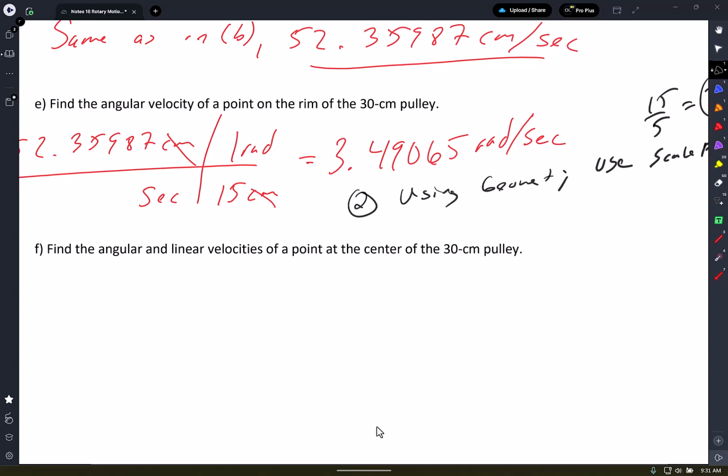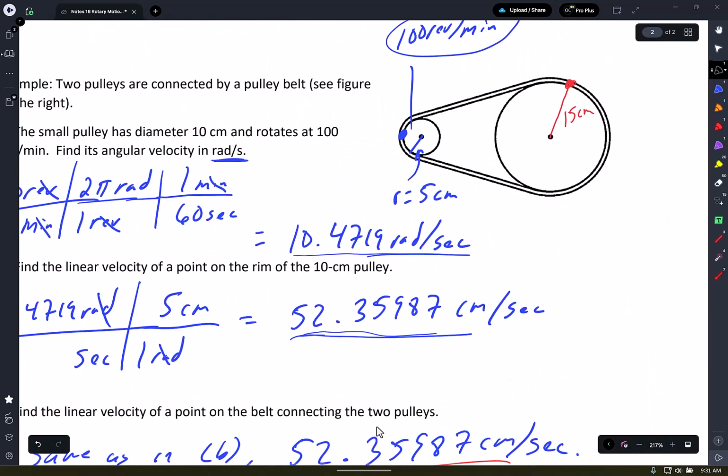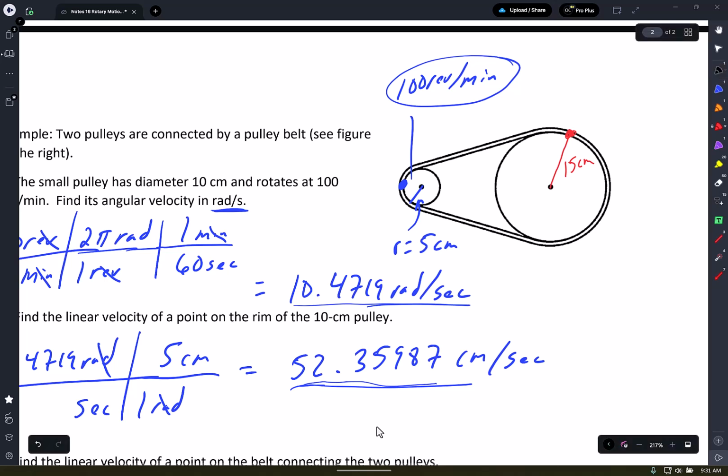You're the best. So the angular velocity, guys, is going to be the same everywhere. Does that make sense? So I'm going to write angular velocity, 3.49065 radians per second. Yay or nay? Okay. Now they want the linear velocity at the center. So I'm going to write V for linear. At the center, have you covered any distance?